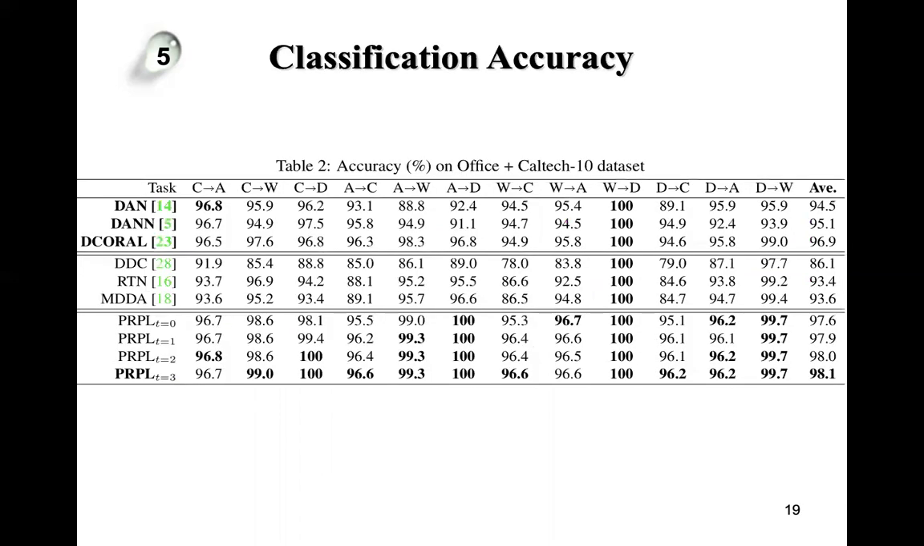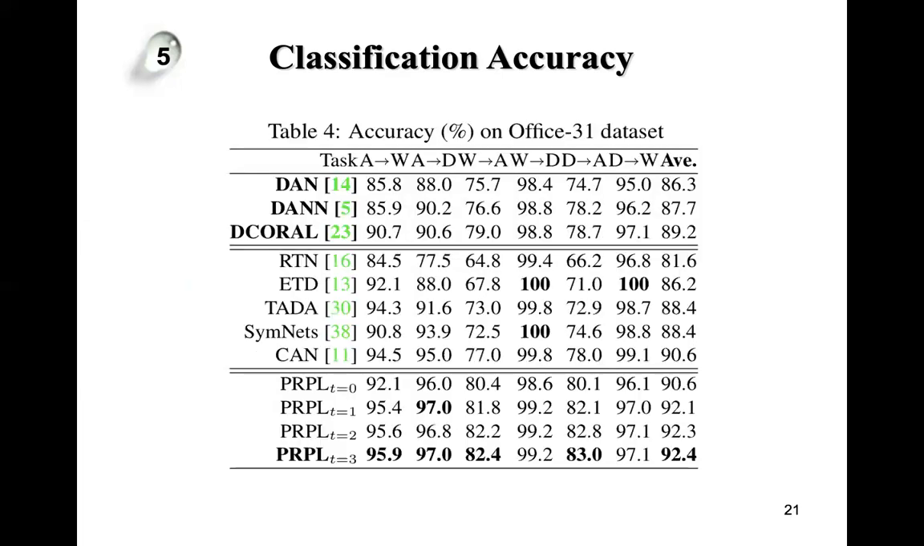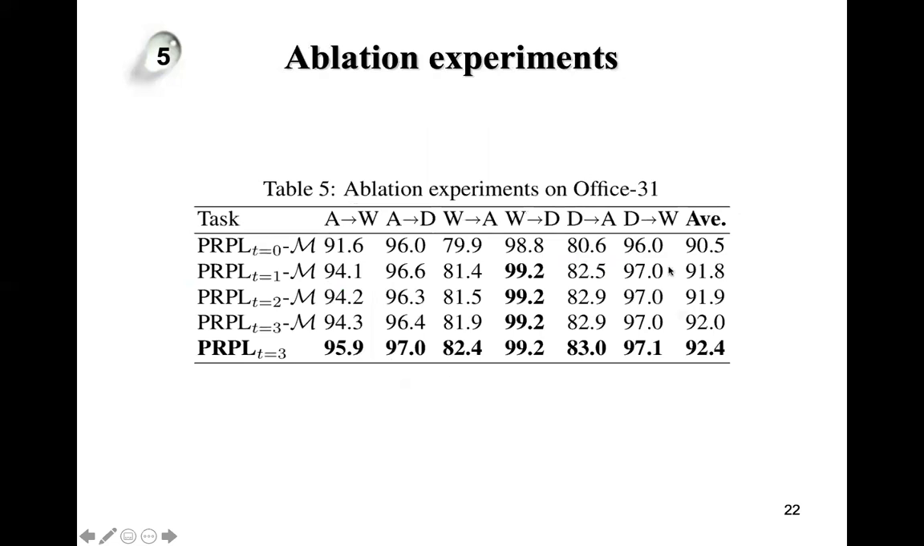So here are the details of the accuracy. Looking at the last row, we can see that our model achieves the highest performance. And also, for different recurrent learning iterations from 0 to 3, the accuracy increases. A similar trend can be observed on the Office Home dataset and the Office 31 dataset. We also conduct an ablation study to show how the MMD loss affects recurrent pseudo labeling. As you can see from the results, with an increasing number of iterations and with the MMD loss, the accuracy is improved.